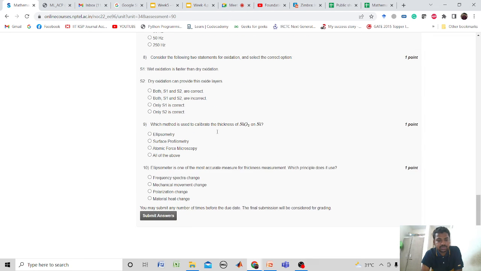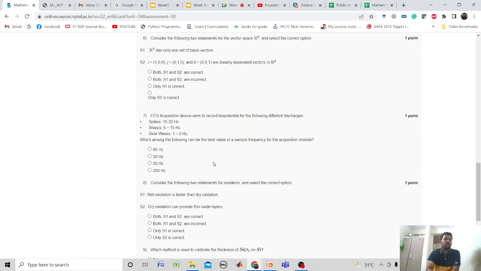Fine. So then you have a couple of problems on the device acquisition part. These are like: an EEG acquisition device aims to record biopotential for the following different discharges. Which among the following can be the best value of the sampling frequency for the acquisition mode? Please, I would like you to solve this problem. It's a very simple one. I can't solve it directly because that's not allowed. So please try to understand if I can solve this problem obviously in the next class.